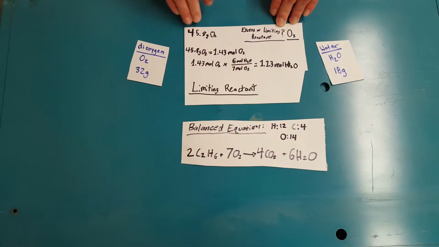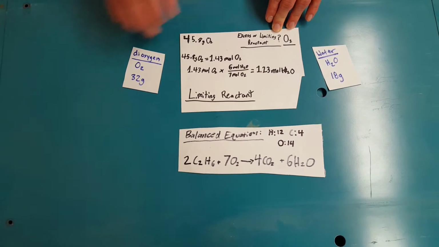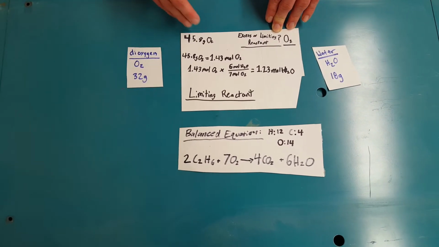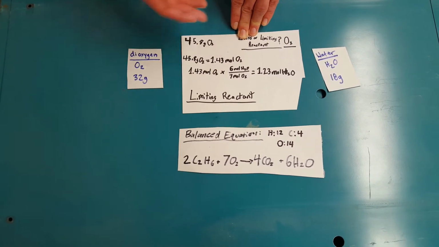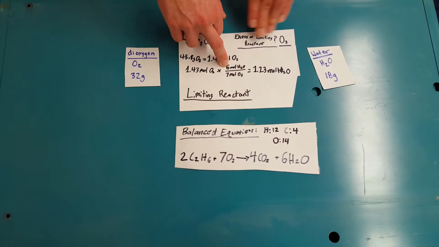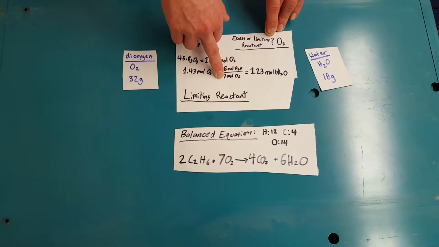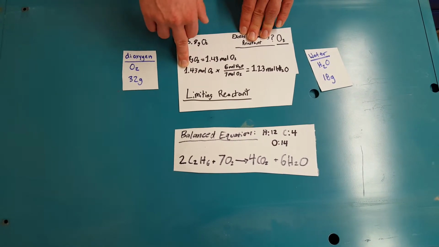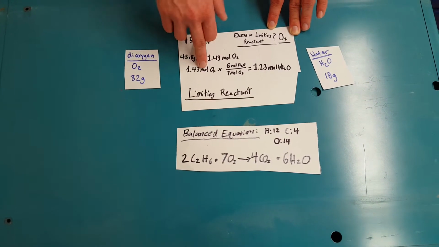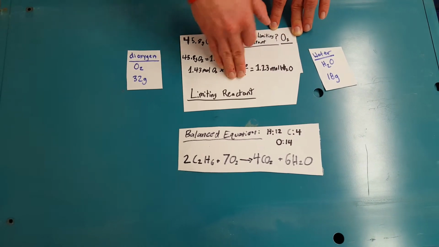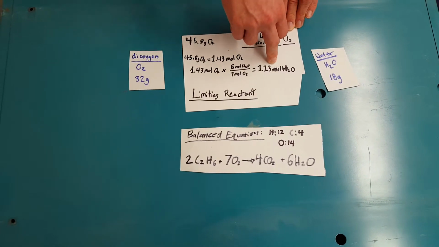Now, with dioxygen, we go through the same process. We are given 45.8 grams of dioxygen, and dividing that by the molar mass of dioxygen, we get 1.43 moles of dioxygen. Now, with this 1.43 moles of dioxygen, we set up the molar ratio between dioxygen and water, which is for every 6 moles of water, there's 7 moles of dioxygen. So we take 1.43 and multiply that by 6, and then divide it by 7. Remember that the moles of dioxygen cancel out because it's on the bottom. And with this, we get 1.23 moles of water.